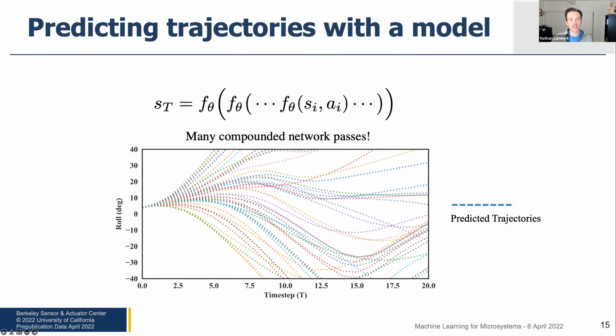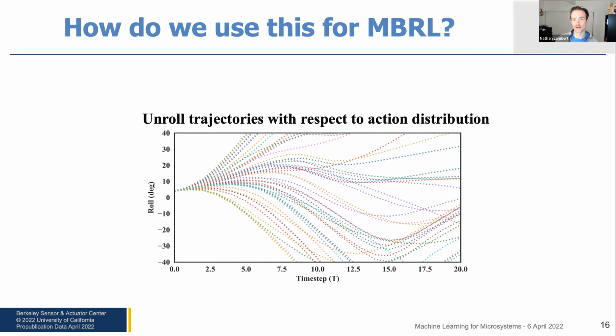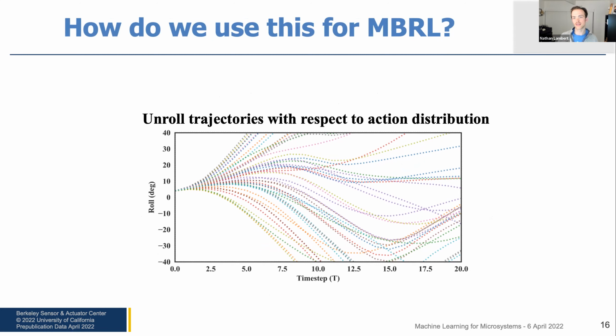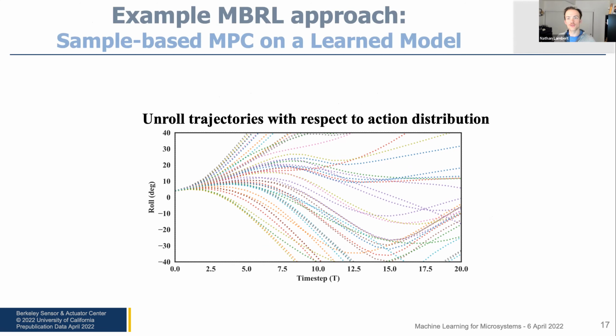But then what we have is we can have a bunch of simulated trajectories from some action distribution. So how do we use this to make decisions, and how do we use this to make the decisions that will improve over time by trial and error? So what we will do is we'll do this method called sample-based model predictive control on a learned model. We didn't throw some algorithm name at it. It's actually really simple. So we can unroll trajectories from an action distribution.